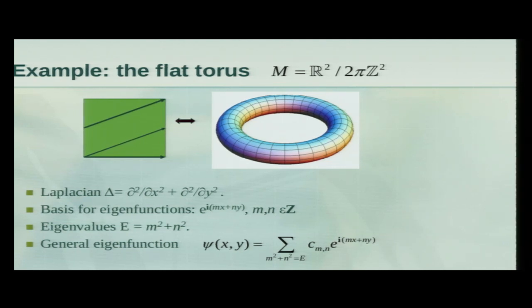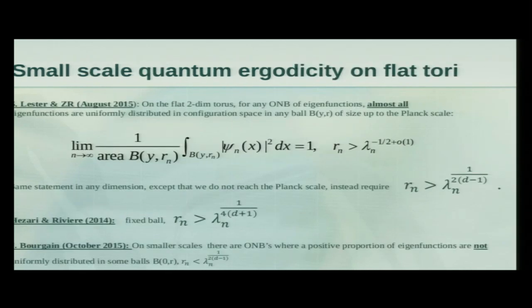So I want to study what happens for these flat tori, small-scale ergodicity for these flat tori. So again, the flat torus is like a rational billiard. That's not the way you usually think of it. So we know global quantum ergodicity from the argument I gave you, though that's not the right way to do it, but it's one way.